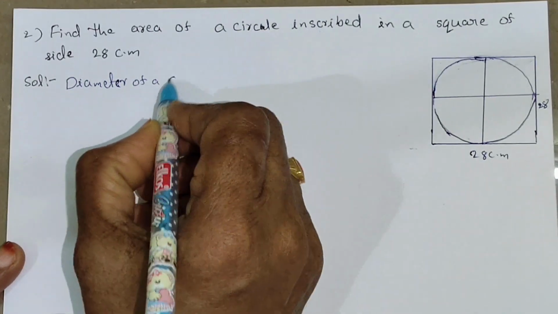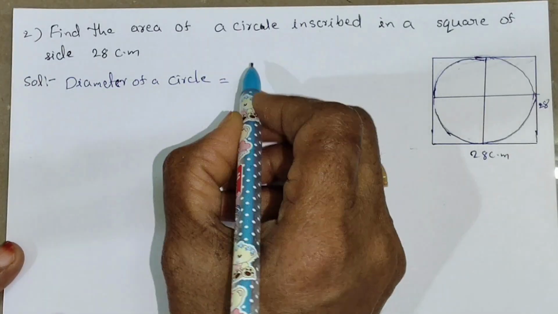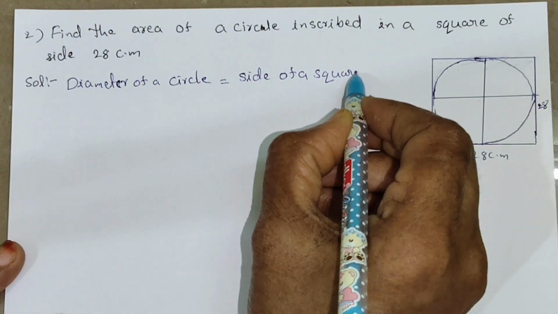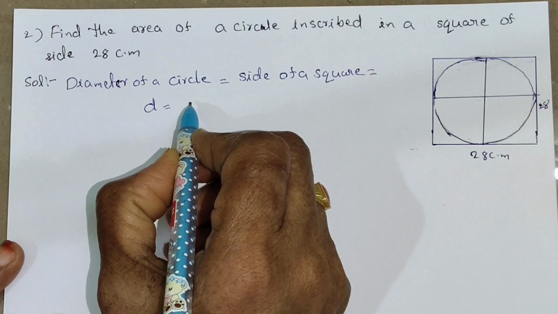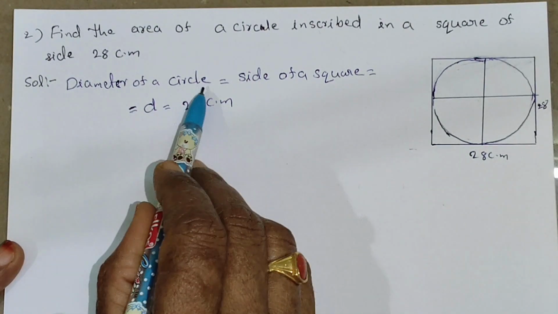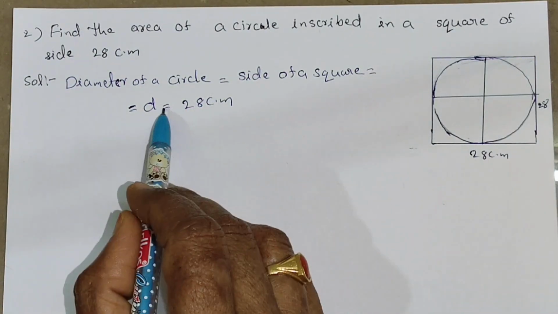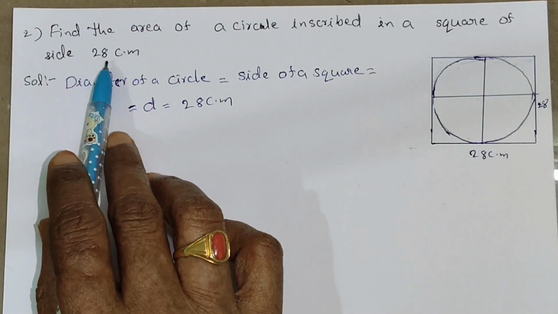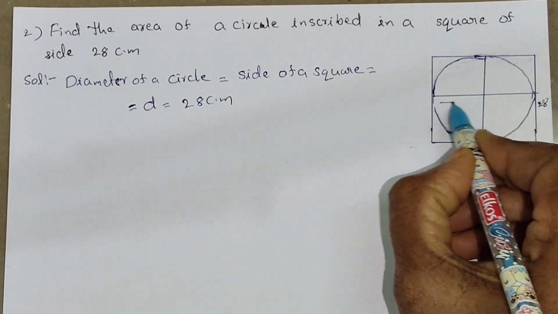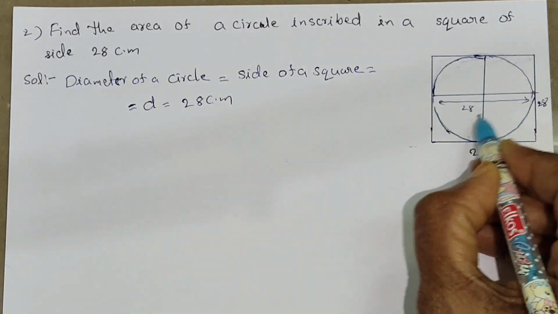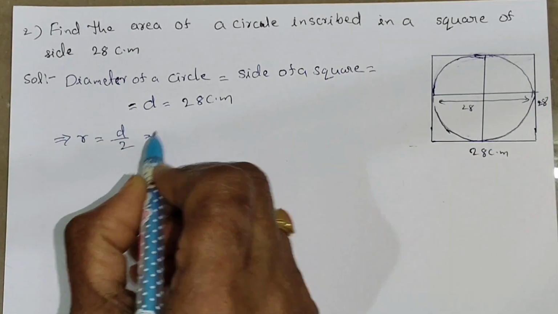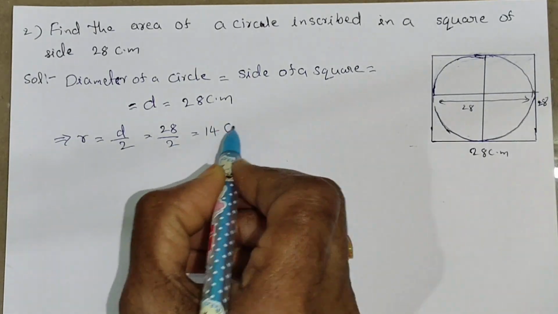Diameter of the circle is equal to side of a square, which is d equal to 28 centimeters, given here. So now we find the circle's radius. Here the diameter is 28. We find the radius: radius r equal to d by 2. Now d equal to 28 by 2, that equals 14 centimeters.